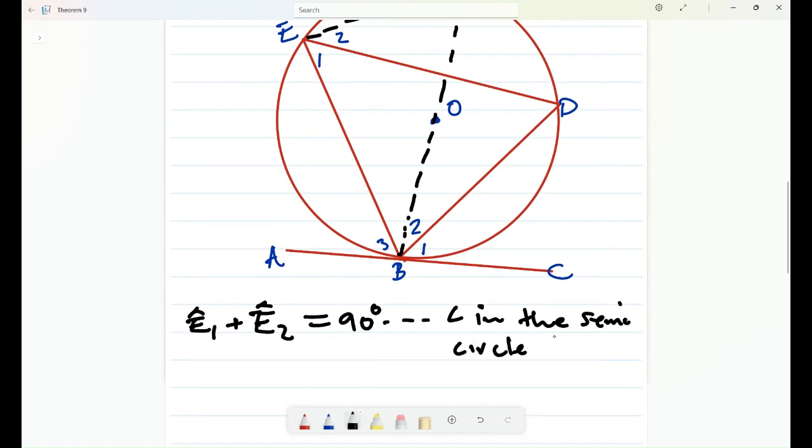Semicircle. If you do not want to say semicircle, you can just do a circle and a dot at the middle. All right. But yes, it is angle in the semicircle.